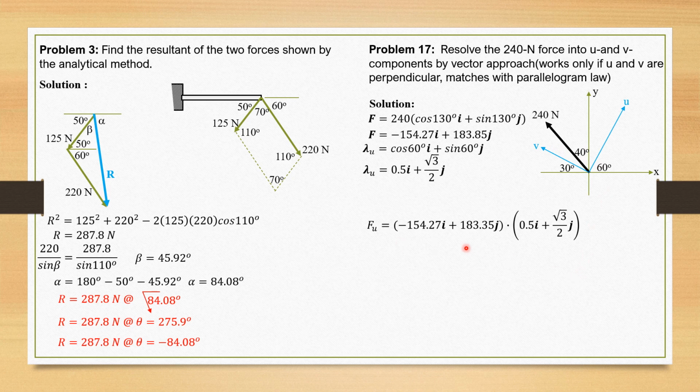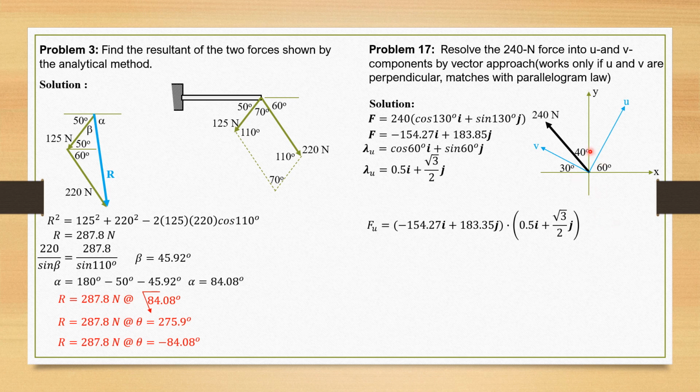So that's F cosine of the angle between the two vectors, the 240 Newton force and the unit vector u. So that is the u component of F. Again, this is F dot lambda u. The result of that product is magnitude of F, magnitude of u, which is 1, so F times 1 is just F, cosine of the angle between them.